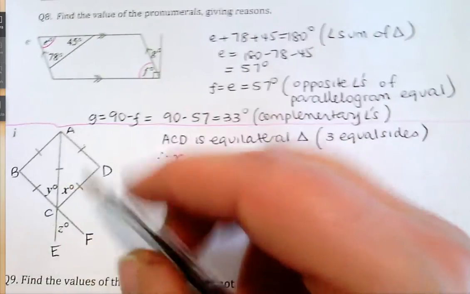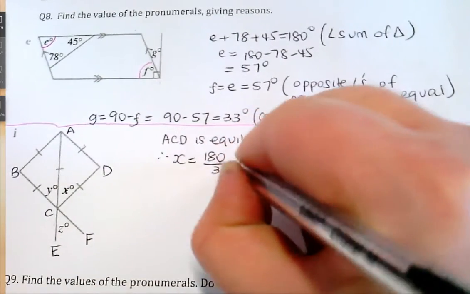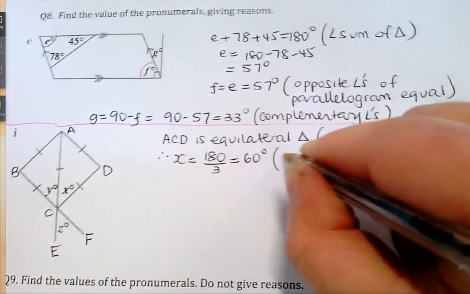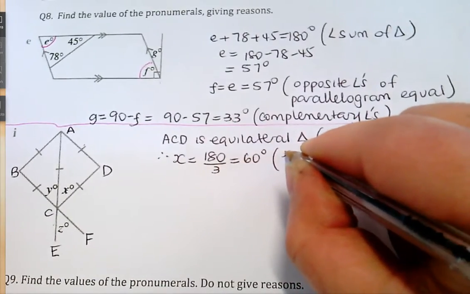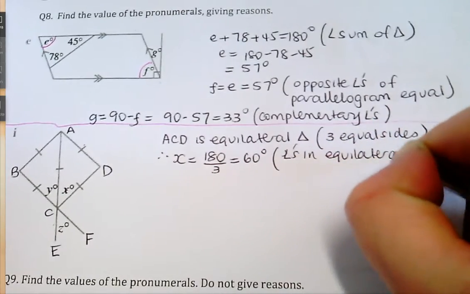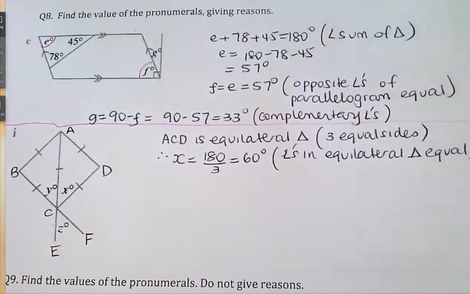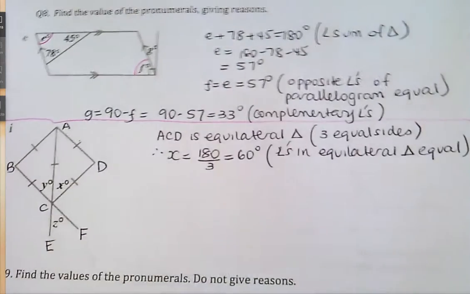So therefore X, now I can say ACD, but I don't have to put angle ACD because there's an X in its spot. So therefore X is 180 divided by 3, which is 60 degrees, because angles in an equilateral triangle are all equal to each other. Okay, so I've worked that out.